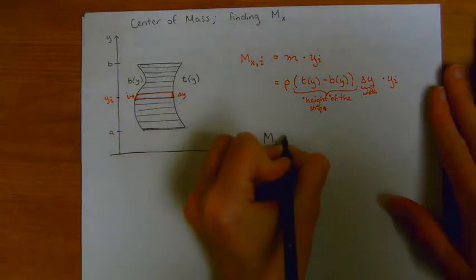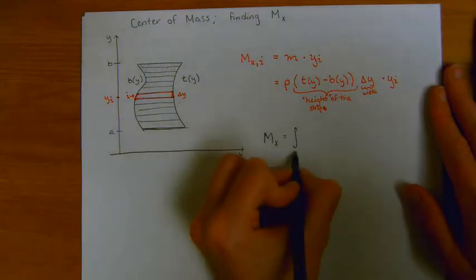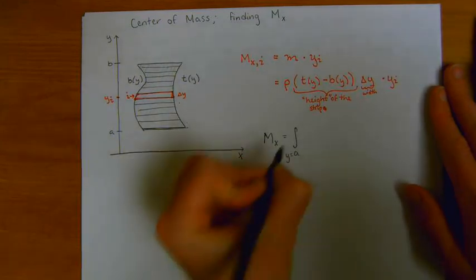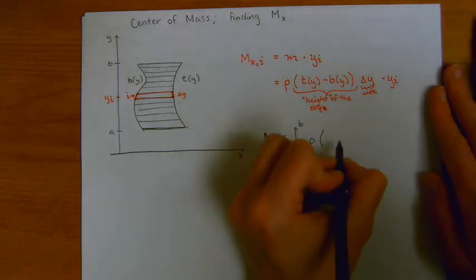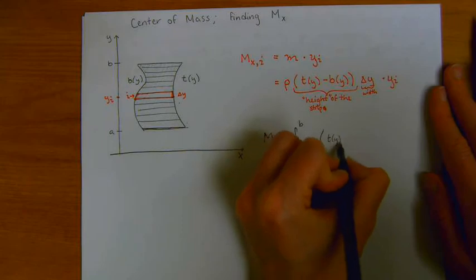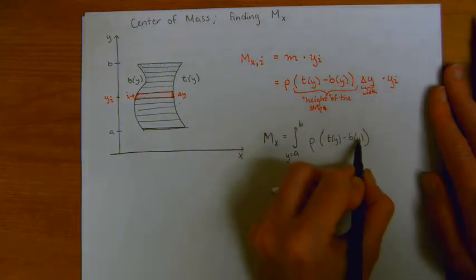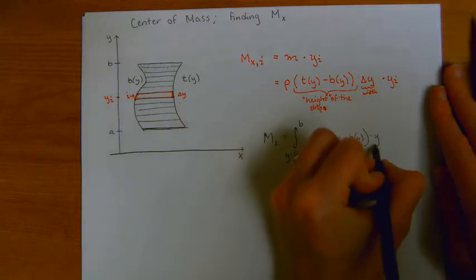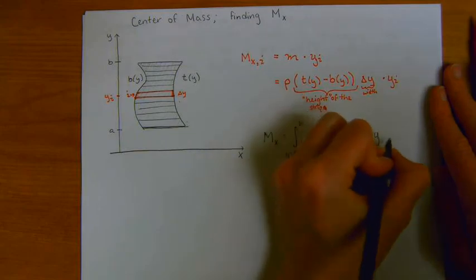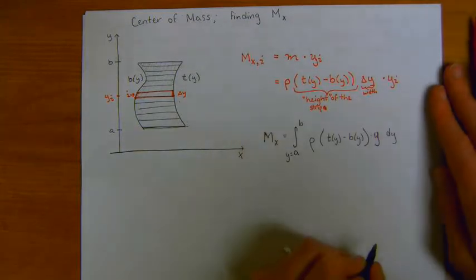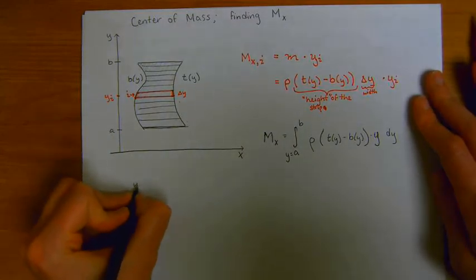M sub x is going to be equal to the integral, I guess we have the same limits, from y equals a to b, of the density times the height, and in this case we're using functions top minus bottom, times y, which is the distance away from the x-axis, dy.